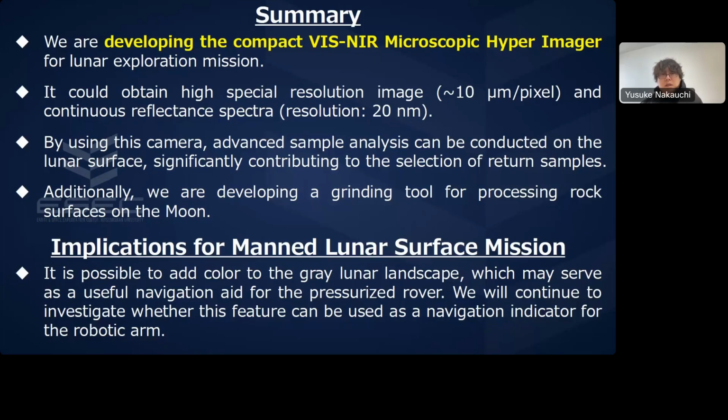Using near-infrared spectral features, it is possible to add color to the gray lunar landscape, which may serve as a useful navigation aid for the pressurized rover. We will continue to investigate whether these near-infrared spectral features can be used as a navigation indicator for the robotic arm.